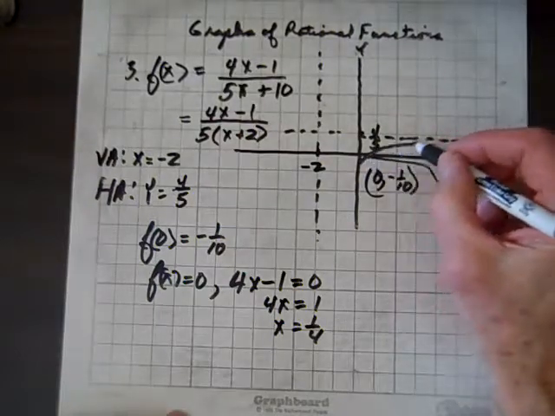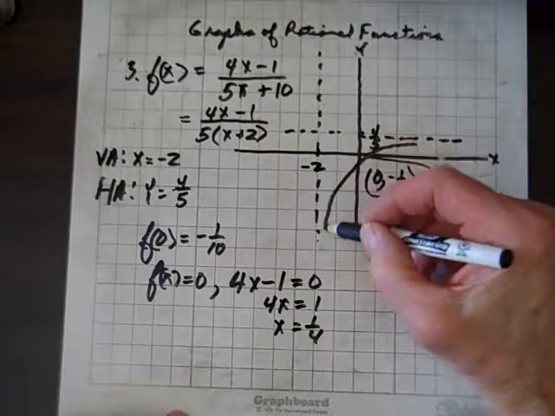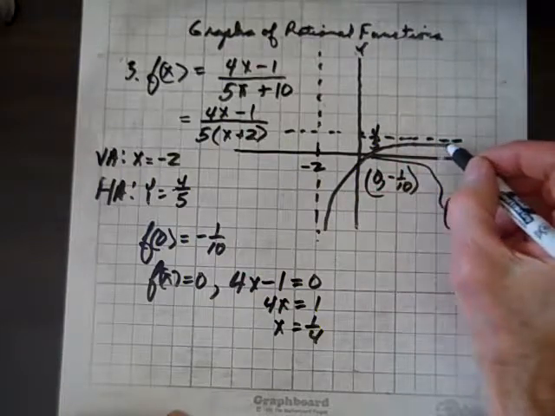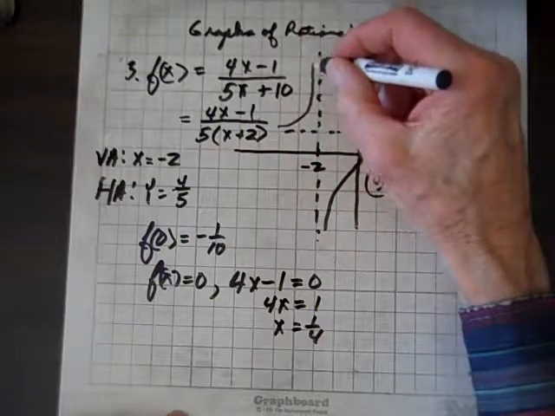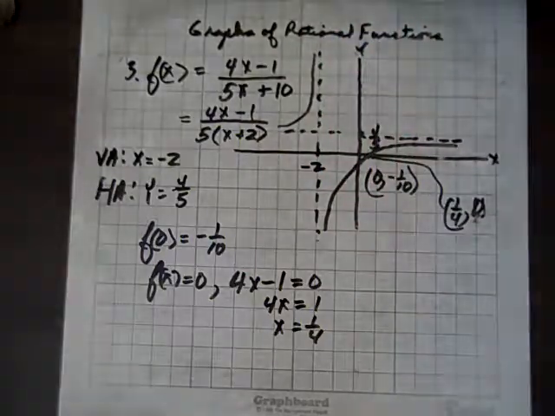So what does our graph look like? Well, here's what it looks like. It's going to go forever like that. And the rest of the graph is going to look like that, isn't it?